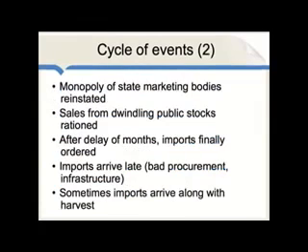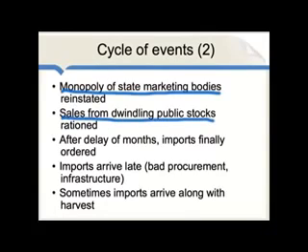The government may then reinstate a monopoly of state marketing bodies on the grounds that there's some kind of crisis in the corn market, but the state marketing bodies don't do a good job of supplying more corn. It's then the case that the government will have rationing. There will be sales from dwindling public stocks, which are handed out using coupons and other legal means rather than letting markets allocate the corn.